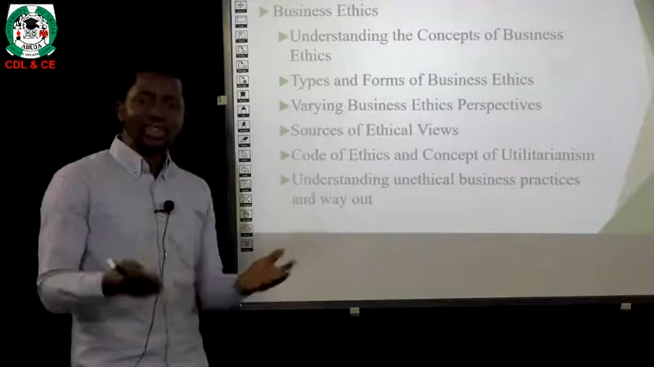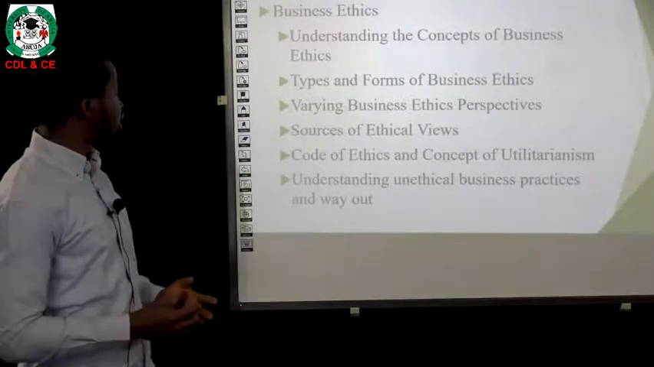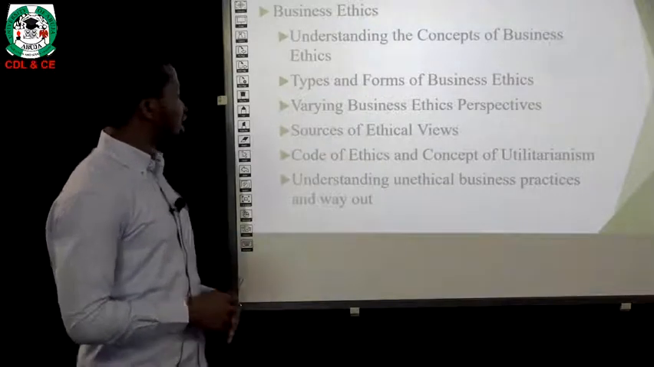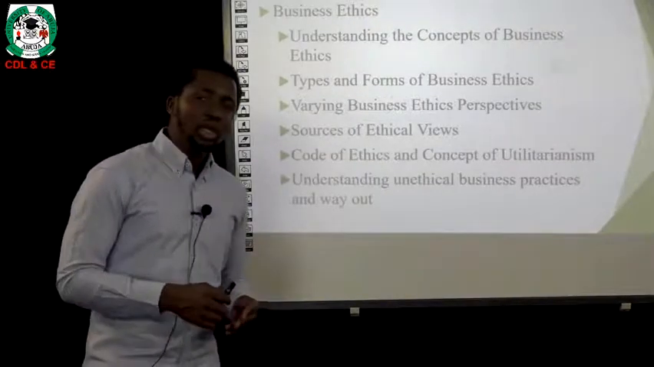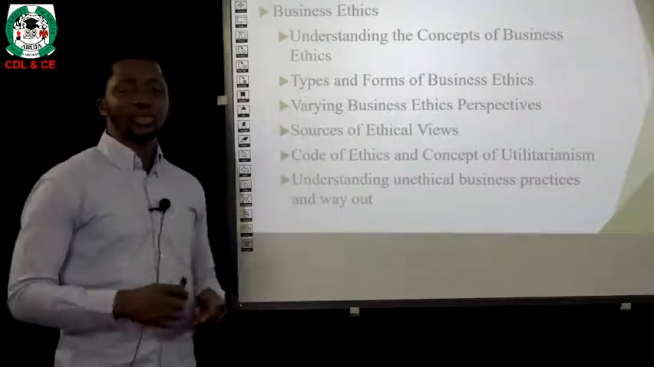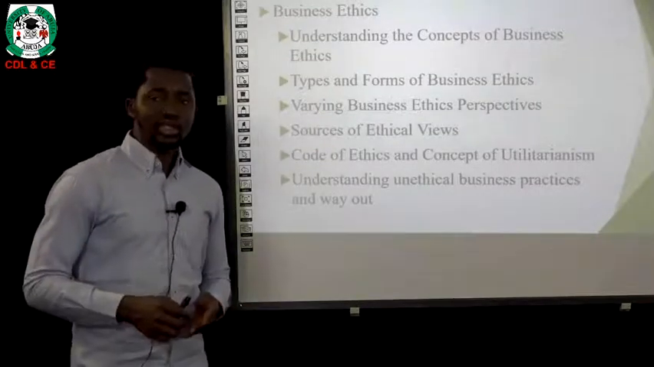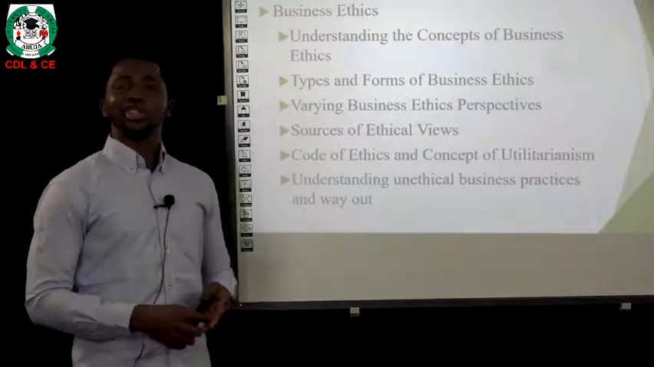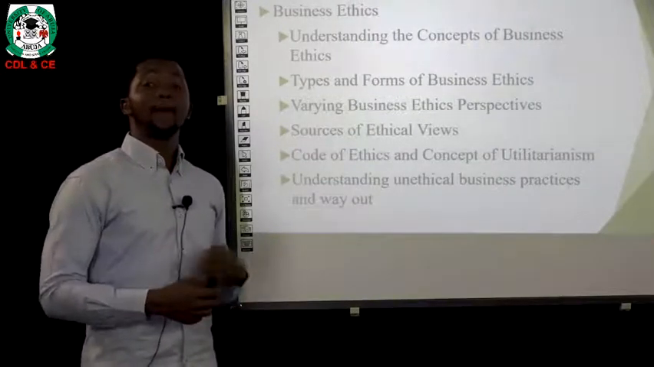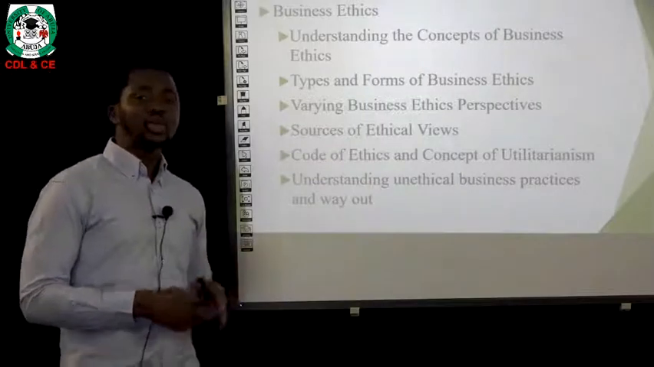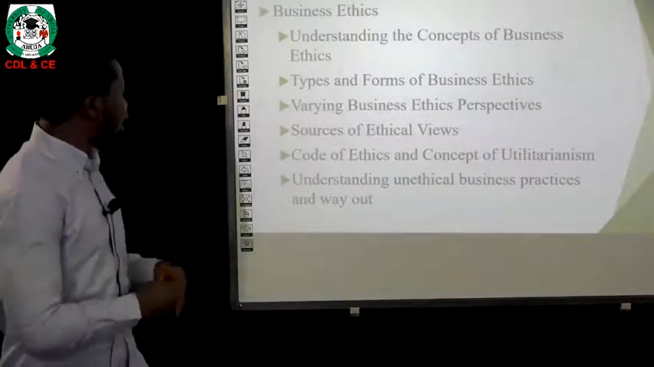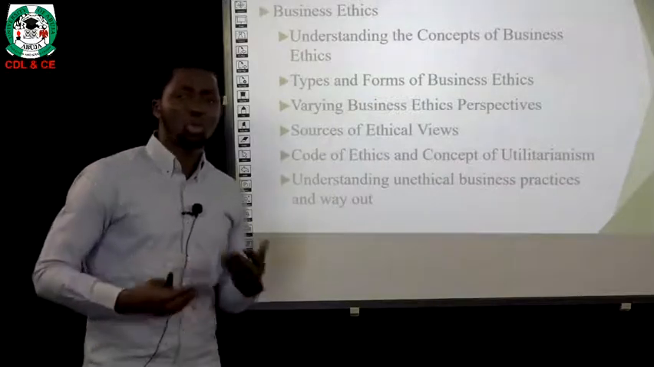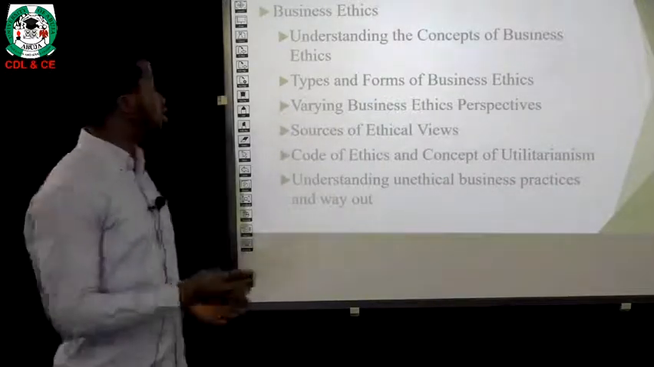We are going to look at it from this context, like the types and forms of business ethics, varying business ethics perspectives. Of course, in management there are various perspectives to everything, just as it is clear that in management there are different schools of thought. In the same way there are different schools of thought for management theories, there are also different schools of thought for ethics. So there are varying business ethics. There are various scholars and authors that have different opinions about what ethics is and different perspectives. This is what we are going to be looking at here.